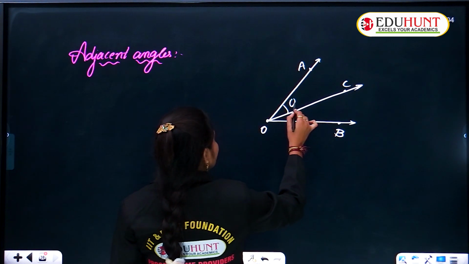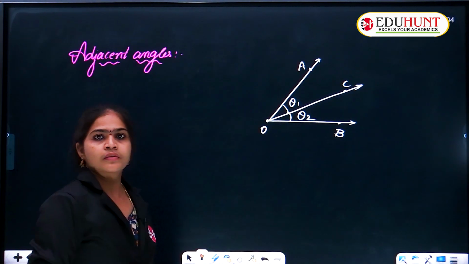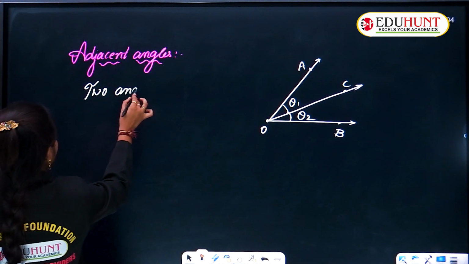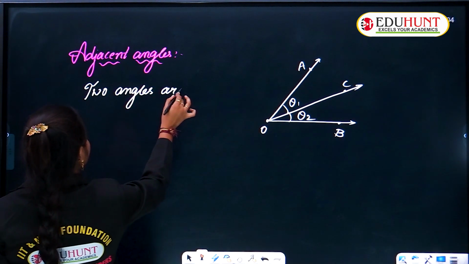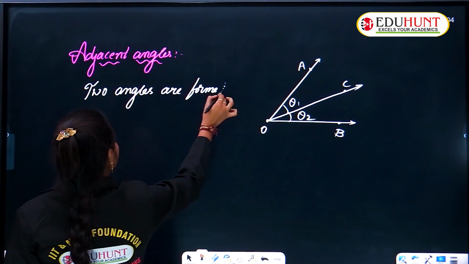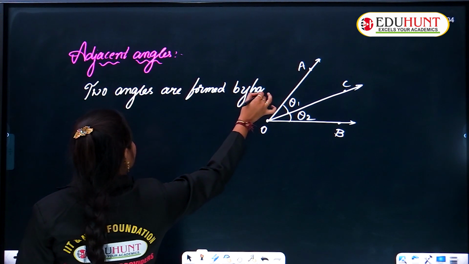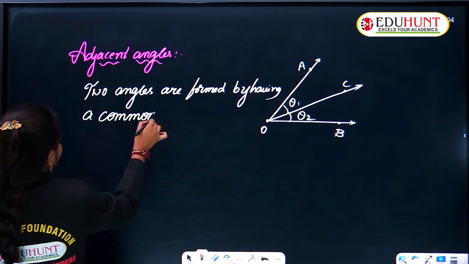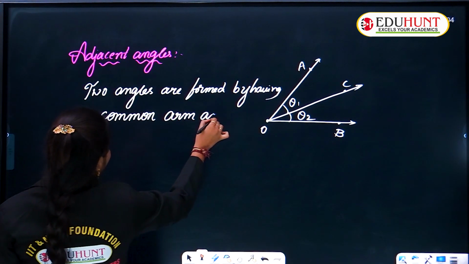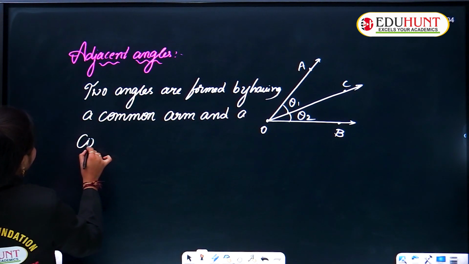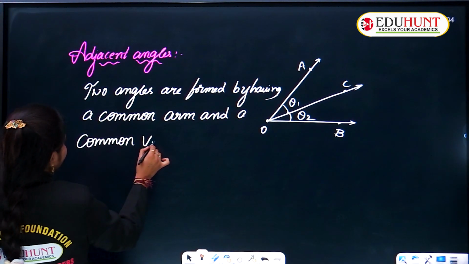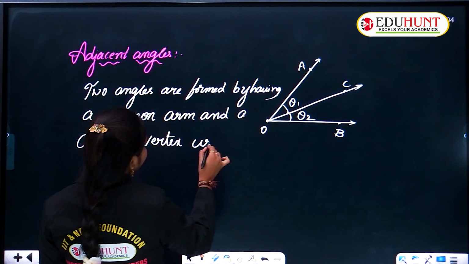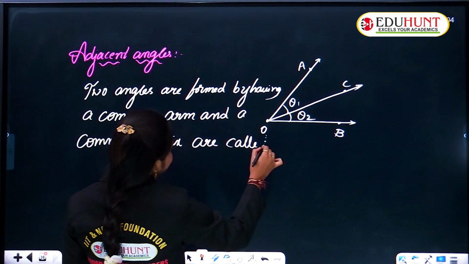OC. Now here this is one angle, this is another angle. Understood? Now see that 2 angles are formed by having a common arm and a common vertex. Those are called adjacent angles.